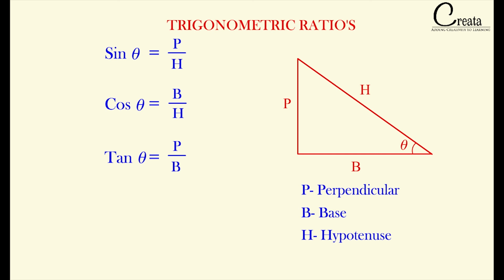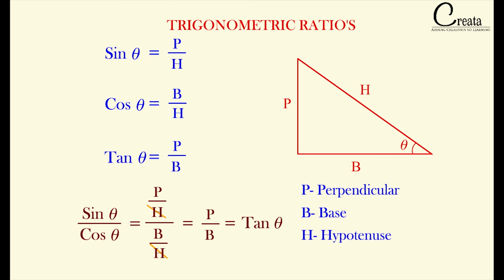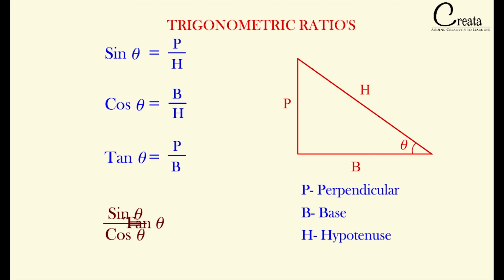Okay. Moving further, are you able to observe any relationship between sin theta, cos theta and tan theta? See, if we divide sin theta by cos theta, that is p by h with b by h, we will get p by b, that is perpendicular over base, and that is tan theta. So the relation is tan theta is equal to sin theta by cos theta. This formula will be used all over trigonometry, so please note it down.